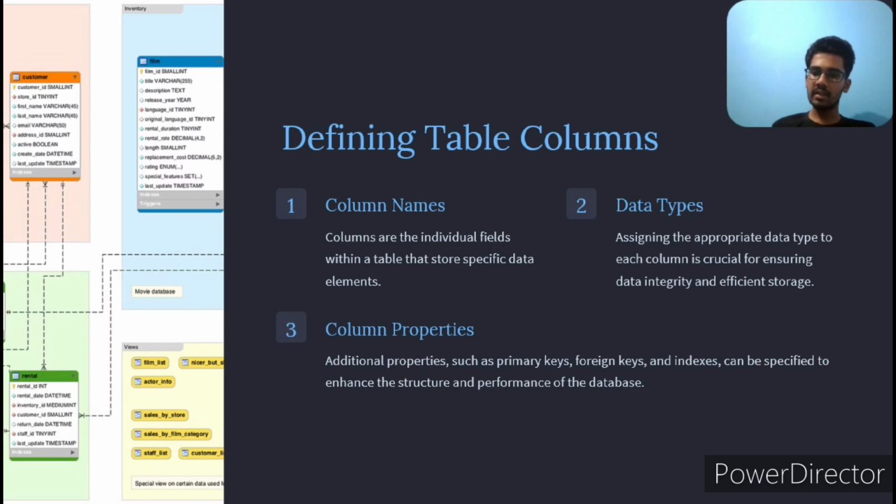Data types. Assigning the appropriate data type to each column is crucial for ensuring data integrity and efficient storage. Column properties. Additional properties such as primary keys, foreign keys and indexes can be specified to enhance the structure and performance of the database.